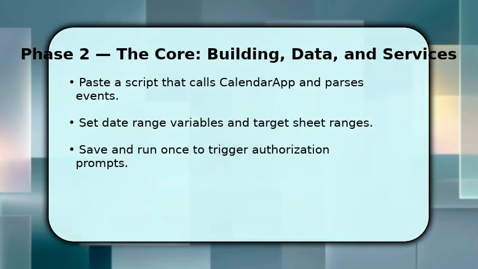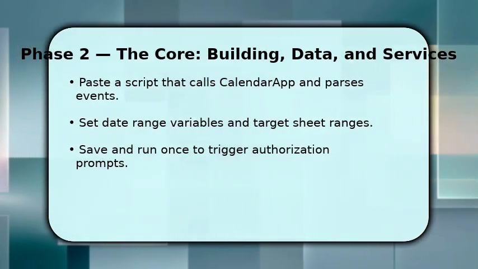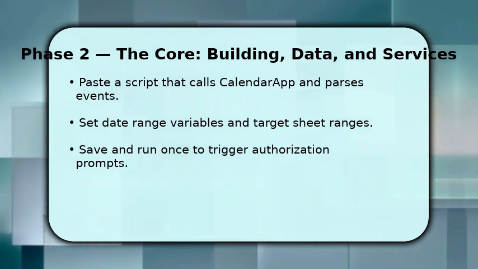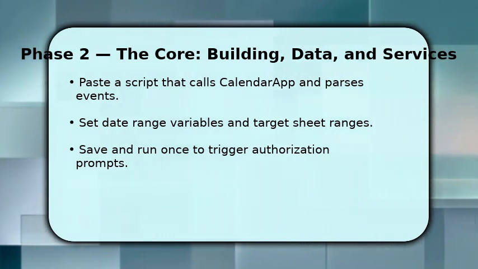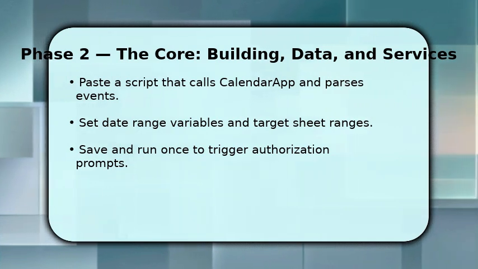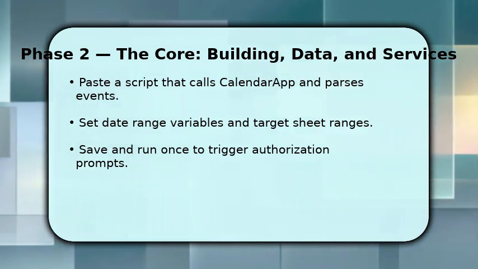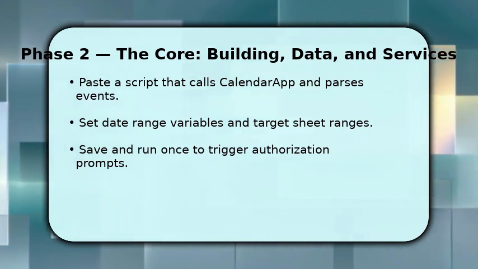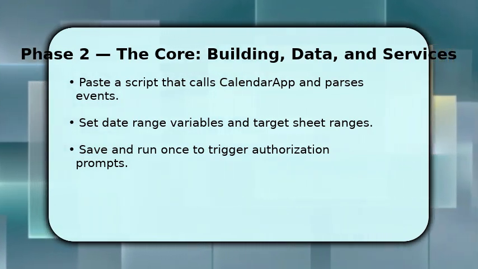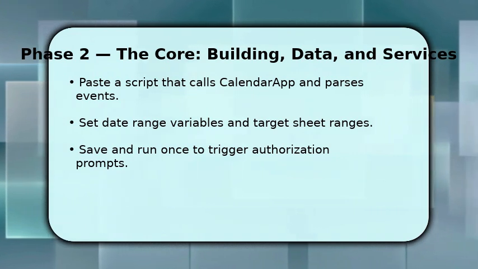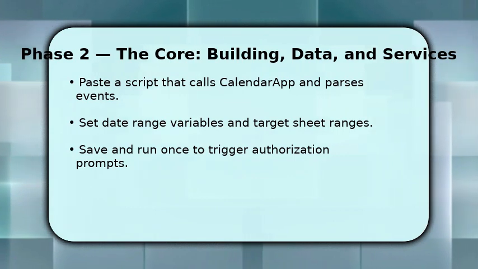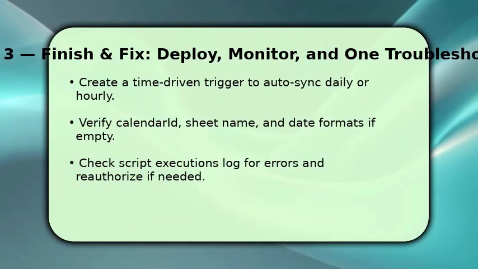You paste a small Apps Script that uses CalendarApp to fetch events, then writes columns like start, end, title, and description to your sheet. In the code, set the calendar ID and a date range so you only pull relevant events. This saves time and API calls. Save the script, then run it once to trigger the authorization dialog. Grant the requested scopes. Make sure to check the target sheet name in the code so data goes to the correct tab.